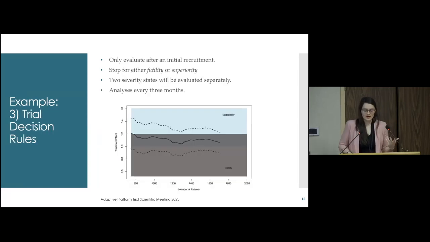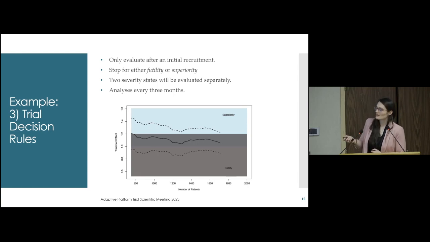So what are our trial decision rules? Again, we spoke kind of already, I guess, about this. We have a stopping rule for futility and a stopping rule for superiority. So in this particular case, I have a kind of depiction of this. We have the treatment effect as the trial enrolls. We have the 95% credible interval of the treatment effect as the trial enrolls.